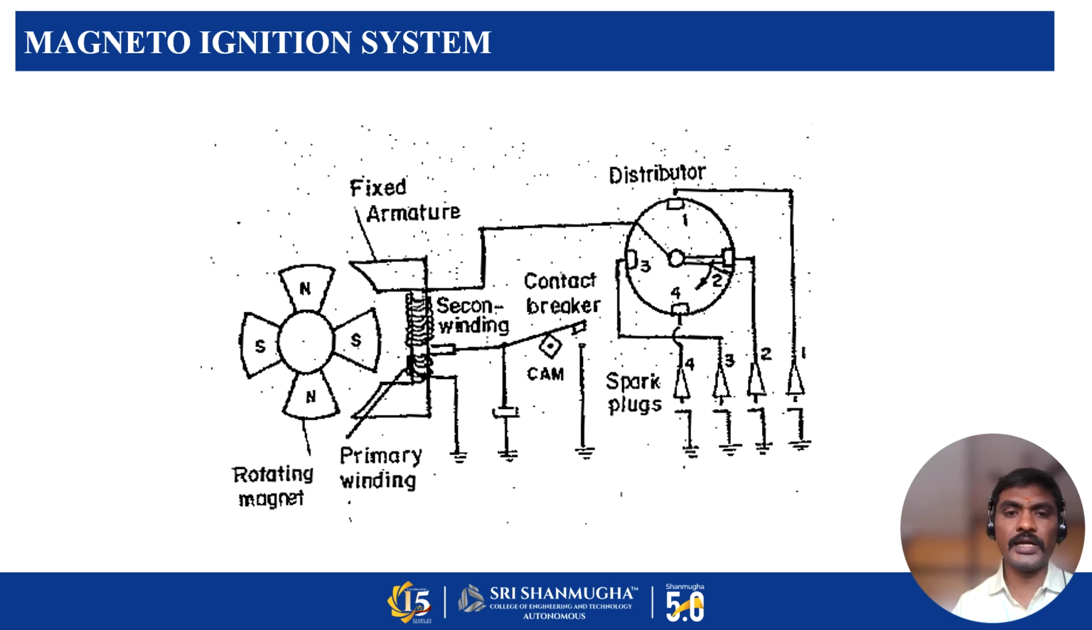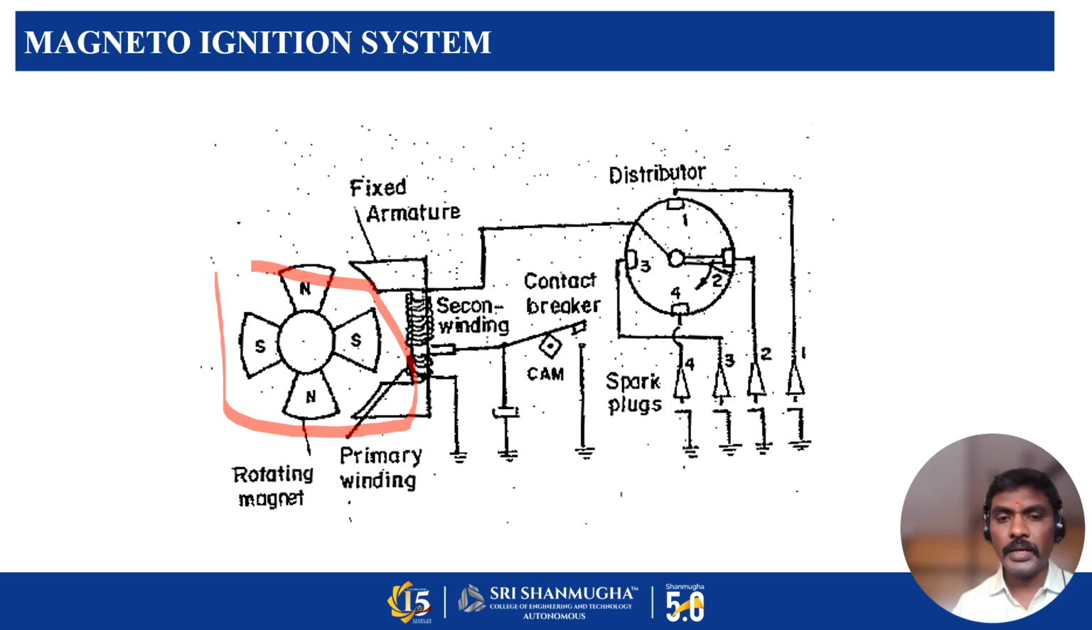So this is the schematic arrangement of the battery coil ignition system. This is the battery arrangement. Then this is the fixed armature, the armature having the primary winding and the secondary winding.